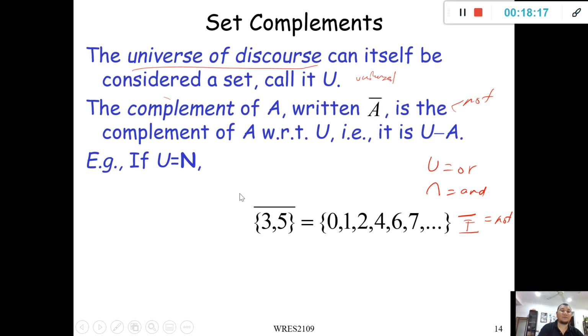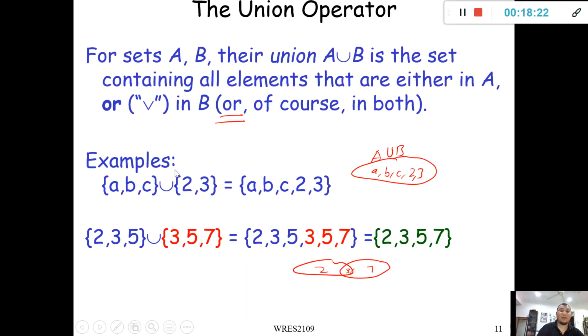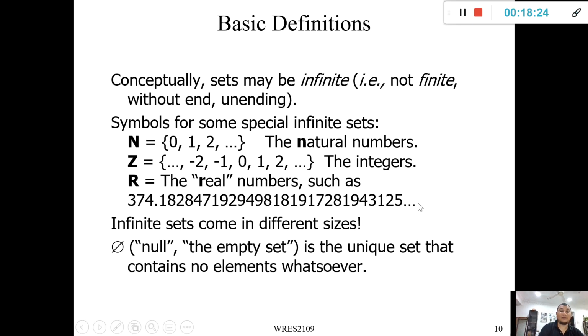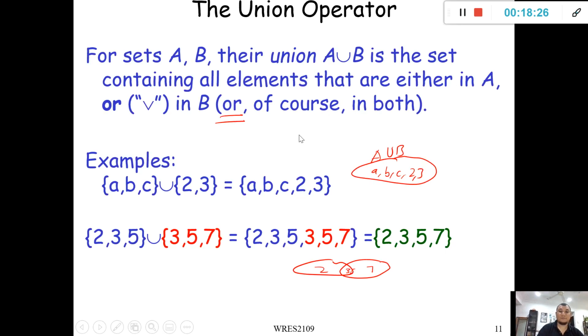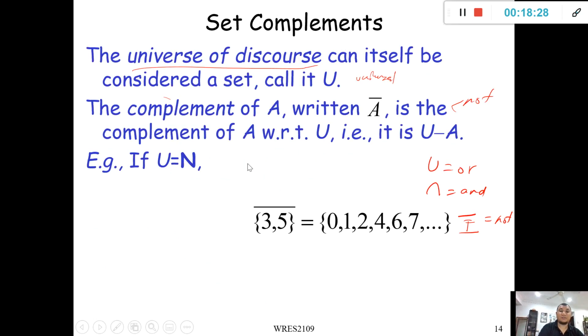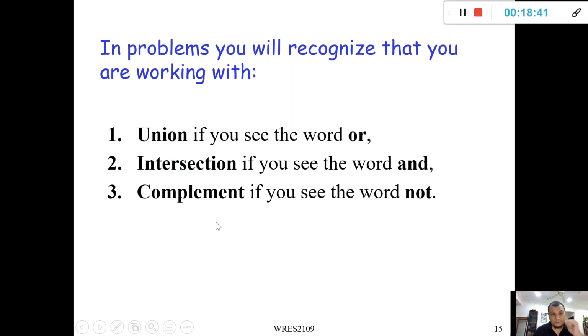Complement of A. So let's say if U is N, N is the natural numbers. If N is the natural numbers, then the complement of 3 and 5 is 0, 1, 2, and each positive number excluding 3 and 5.